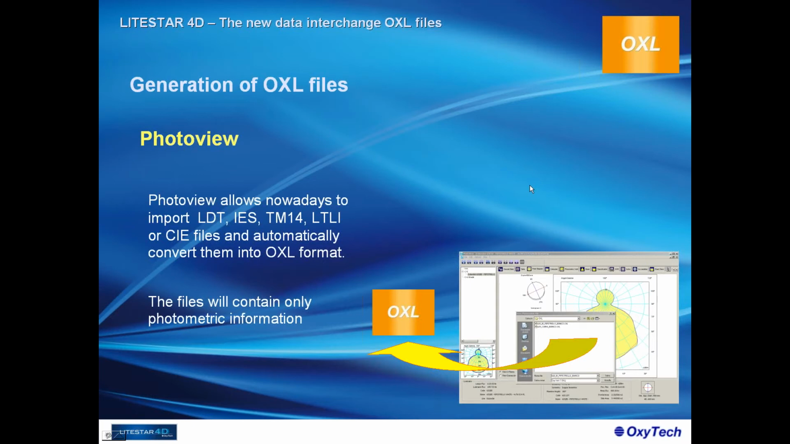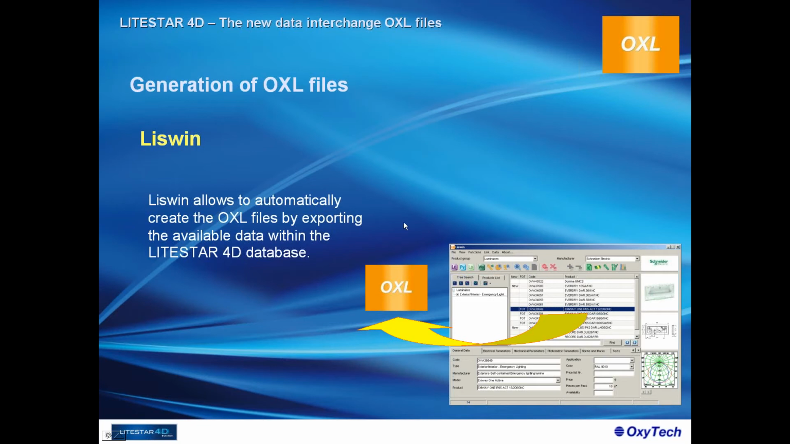So there is no way through PhotoView to manage also the product image, to manage the datasheet, etc., which is managed with the next program called LISWIN. LISWIN allows to automatically create the OXL files by exporting the available data within the LITESTAR 4D database. So if the product was created using the LISTAT, so it is available at the program database, it is then possible to export all the available information into an OXL, which we call a complete OXL file, which means that it is including photometry, the 3D file, and all the commercial information, the code, etc., and also the attached documents.